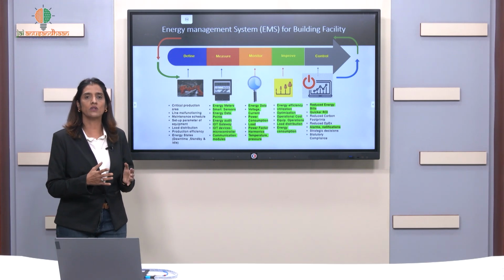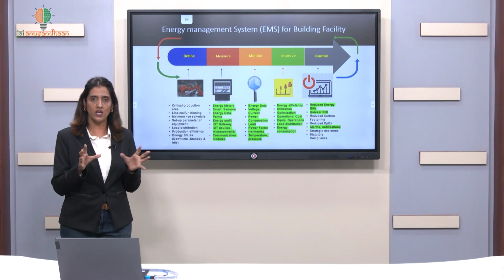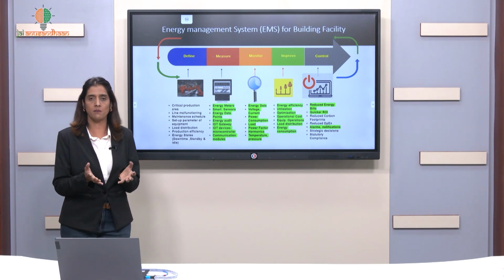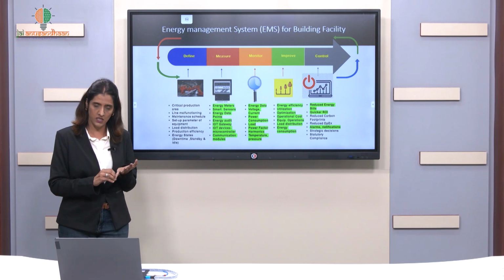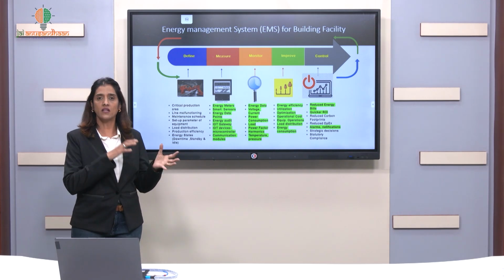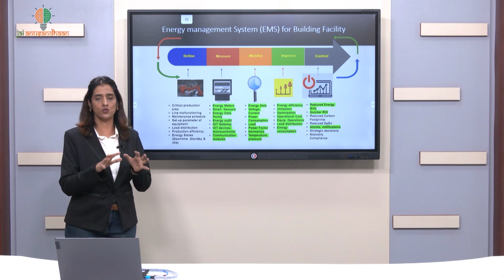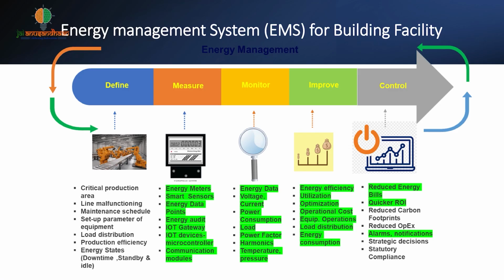So how can we do that? Basically, we want to define the problem: what we want to achieve under the energy management system. What exactly are we looking for? We want to minimize the electricity bill, and for that we want to minimize the energy consumption of that building facility. So now we have defined the problem statement. This is the first step: define the problem, what you want to achieve.